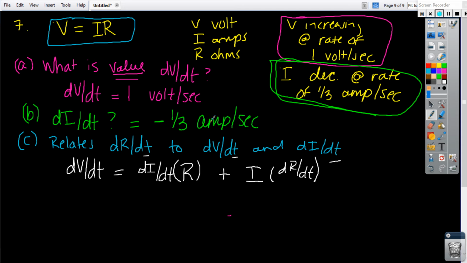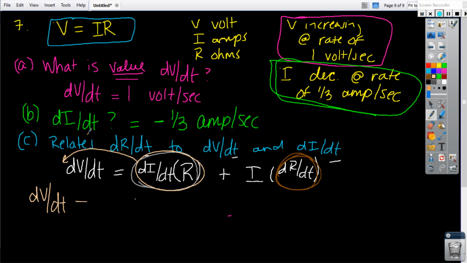Okay? Now, it asked me how it relates dr/dt. So all I want to do for this is figure out how to get dr/dt right by itself. So solve it for dr/dt. Again, I'm going to move this one over, and to do that, I'm going to subtract. So I get dv/dt minus, and I'm going to move that r to the front just for the sake of making it look like pretty math, di/dt, equals I times dr/dt.